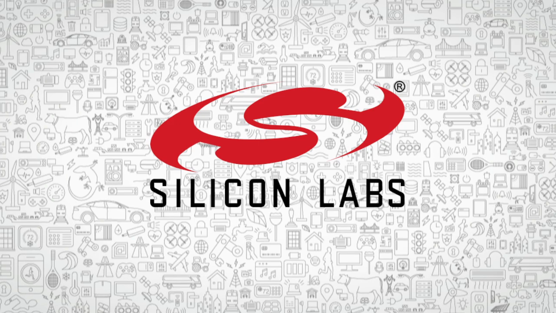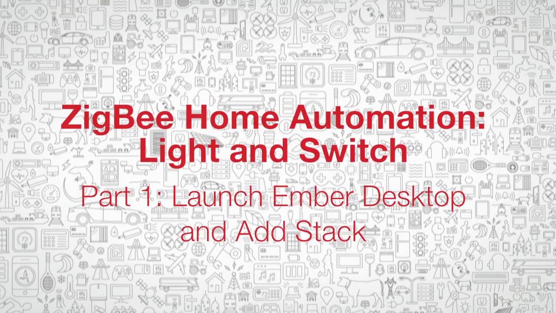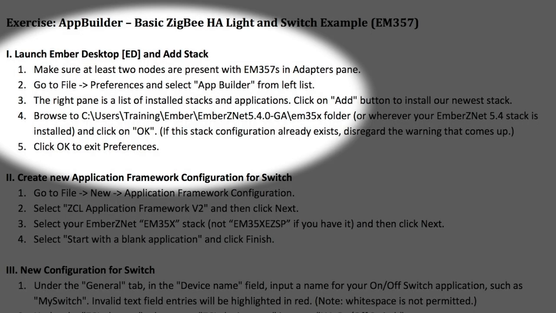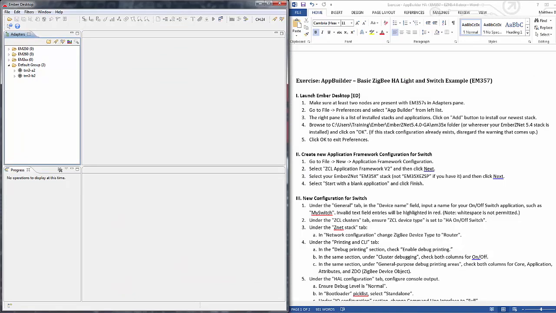The first thing I'm going to do is walk you through the light and switch example and talk about why we're making certain decisions in this AppBuilder instruction set. So let's go ahead and launch Ember Desktop. And I'll put these side by side so you can see what's going on.